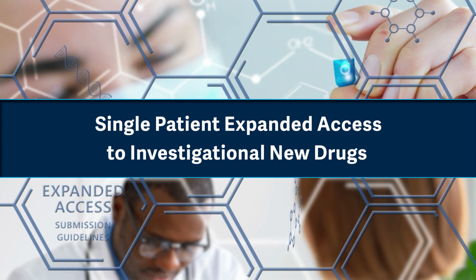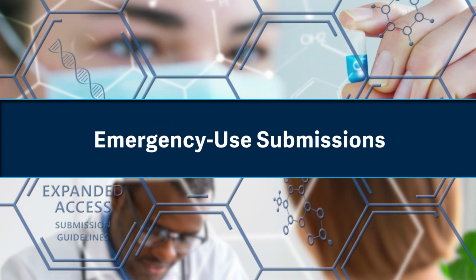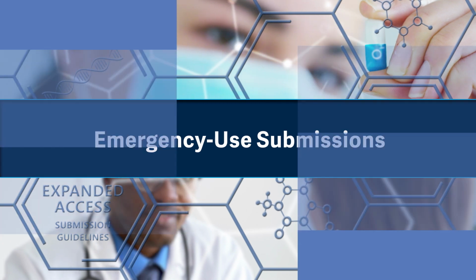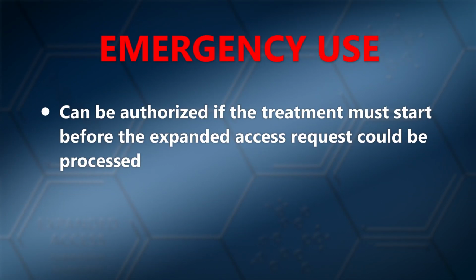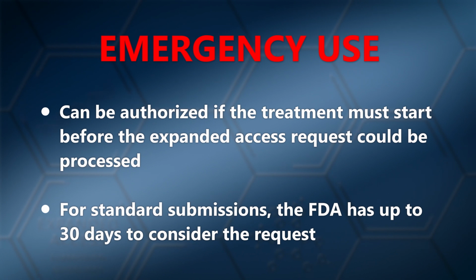This video offers tips for single-patient expanded access emergency use submissions. An emergency use request can be made if the patient is likely to experience life-threatening consequences in the usual time it takes to get the expanded access request approved. Remember, the FDA has 30 days to review non-emergency cases, although it typically does not take that long.